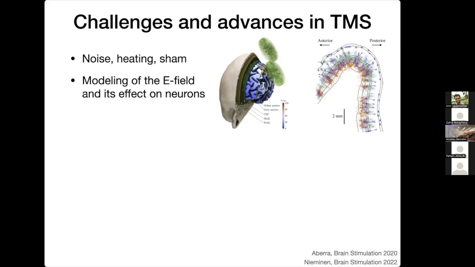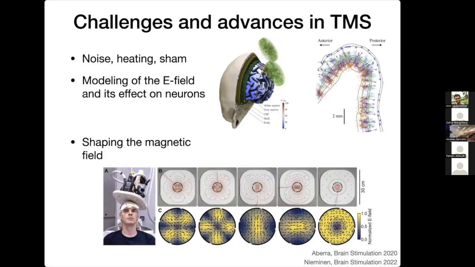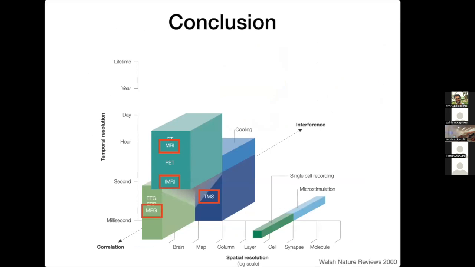There is also ongoing research to really understand what happens in the brain. So you have approaches of modeling this electrical field, for example, with finite element methods and models of the different cortical layers and surfaces, and modeling of the effects on neurons with cable modeling. And you also have studies to try to shape the magnetic field. So either to shape it in a dynamical way with several coils and be able to target different areas without moving the stimulation, or also to target deep brain areas without affecting the surface areas, which seems to be pretty hard to do.